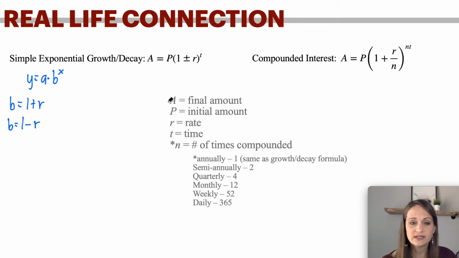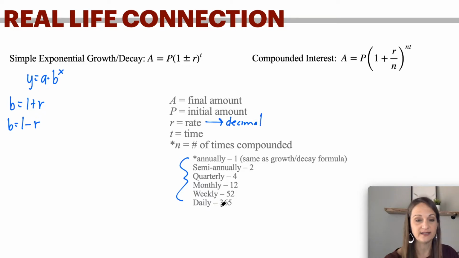So A represents the final amount, P is your initial, R is rate in decimal, T is time, and N is the number of times compounded. And here are the ways it can be compounded. If it's annually, it's just a simple growth and decay. Semi-annually, quarterly, monthly, weekly, and daily.